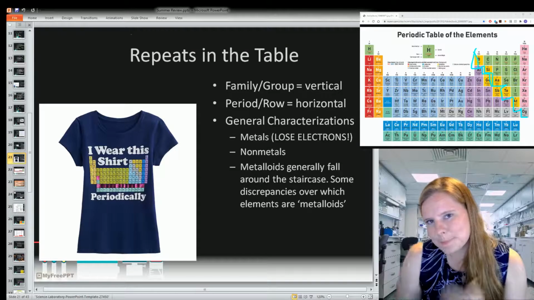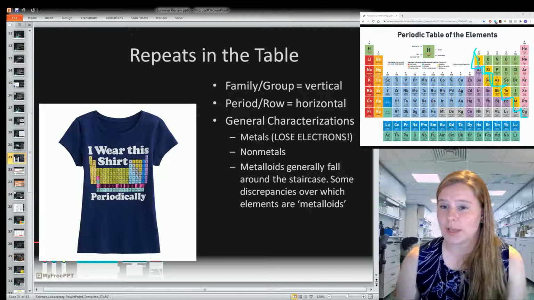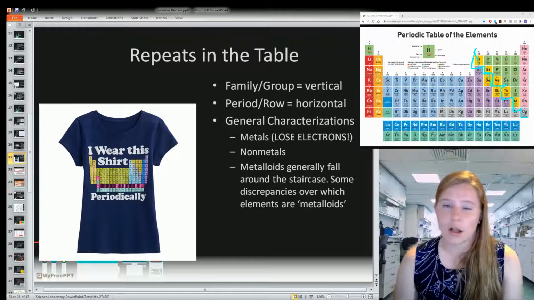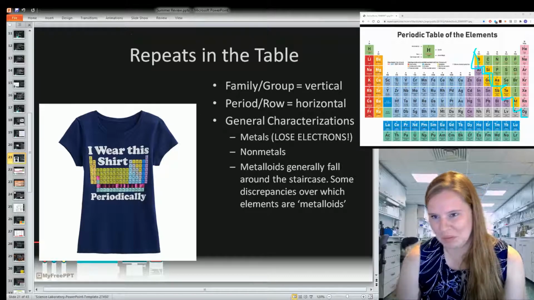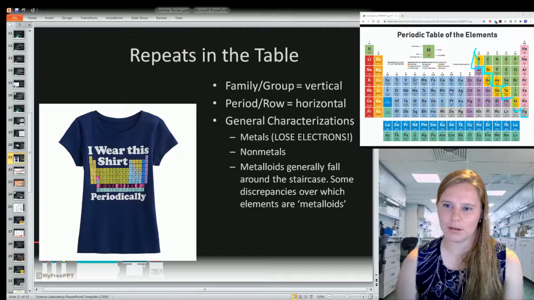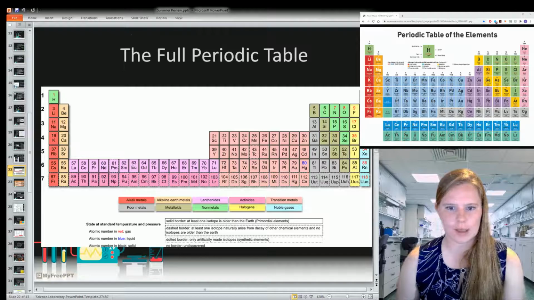There is some debate on this, I suppose, because different tables might have different ones colored differently to show that they're metalloids. Some of them might include aluminum, not include aluminum. Whatever. I've seen different ones, but generally. Okay. I did want to show you this.